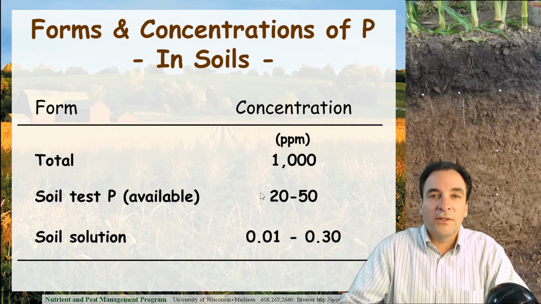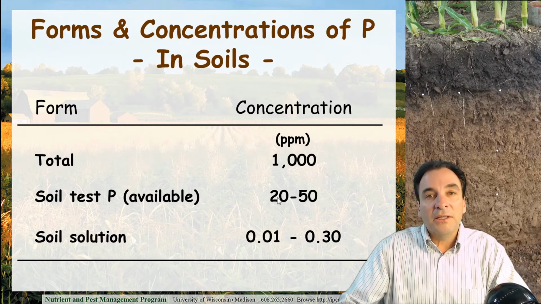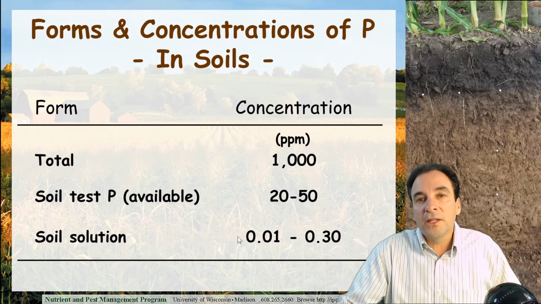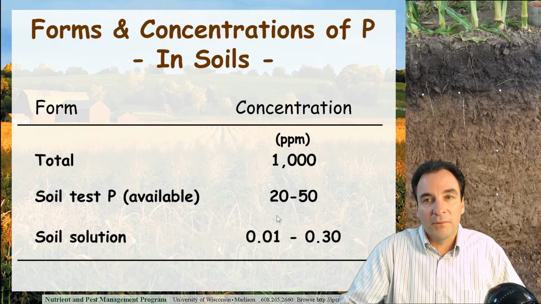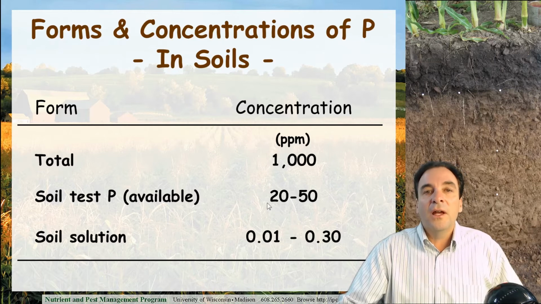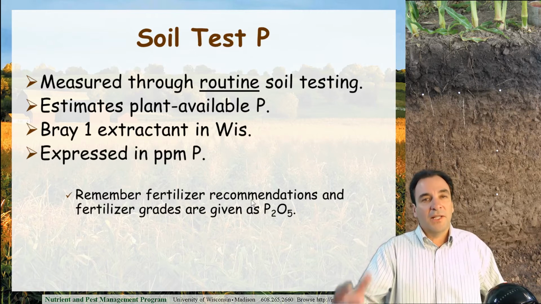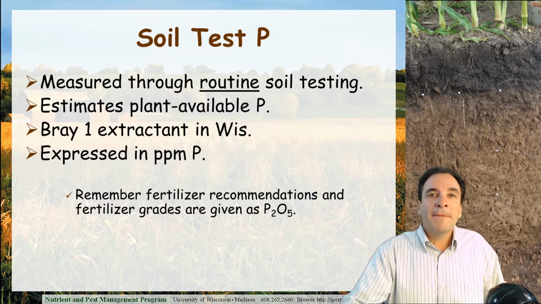And you can see categories, typically 20 to 50 parts per million of soil test phosphorus is where we want to be for crop production. Of that, only a small fraction is in the dissolved soil solution phase that's available for plants for uptake. And you can see these values are orders of magnitude less than the soil test or available phosphorus as well. So the take-home point is there's a lot of phosphorus in the soil, but only a small fraction of that is available to crops to utilize.